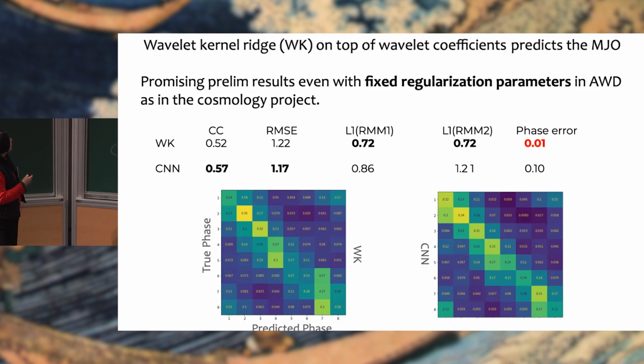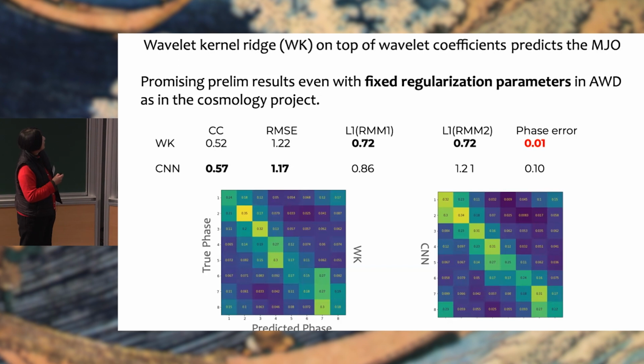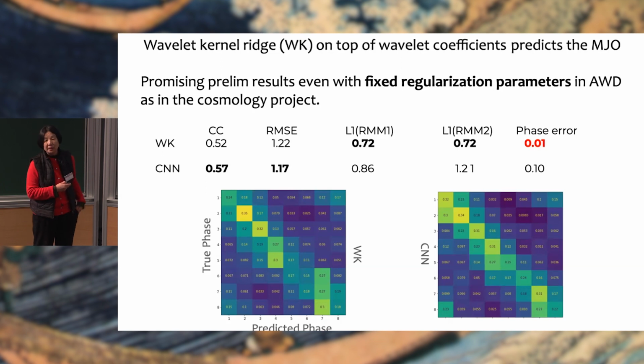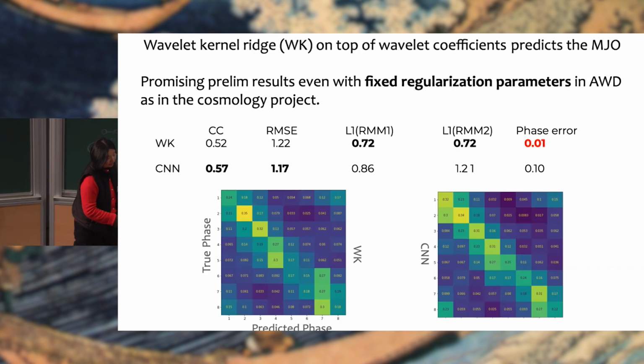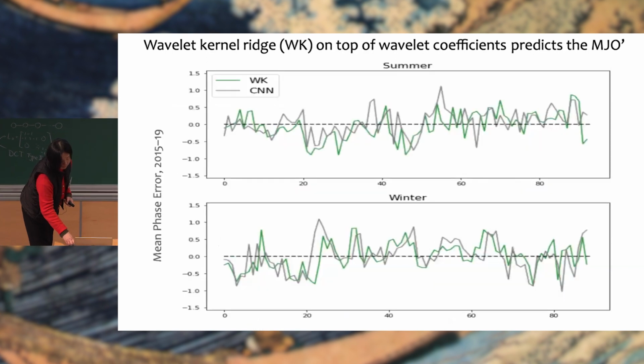So here is the result, this is a correlation. So the CNN is still better, but pretty close. And this is root mean square error. Again, the CNN is better. But if you do L1 error, then the method using adaptive wavelets with the now optimized regularization parameters is better. And if you look at phase, the location of the storm, we're quite a bit better already. So this is very promising because we haven't really optimized the lambda 1 and lambda 2 yet.